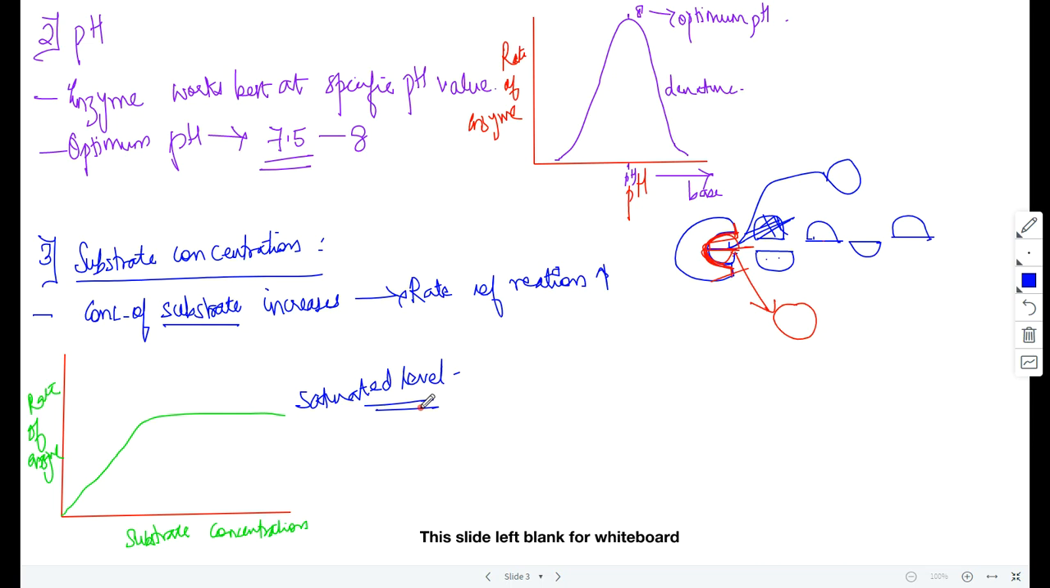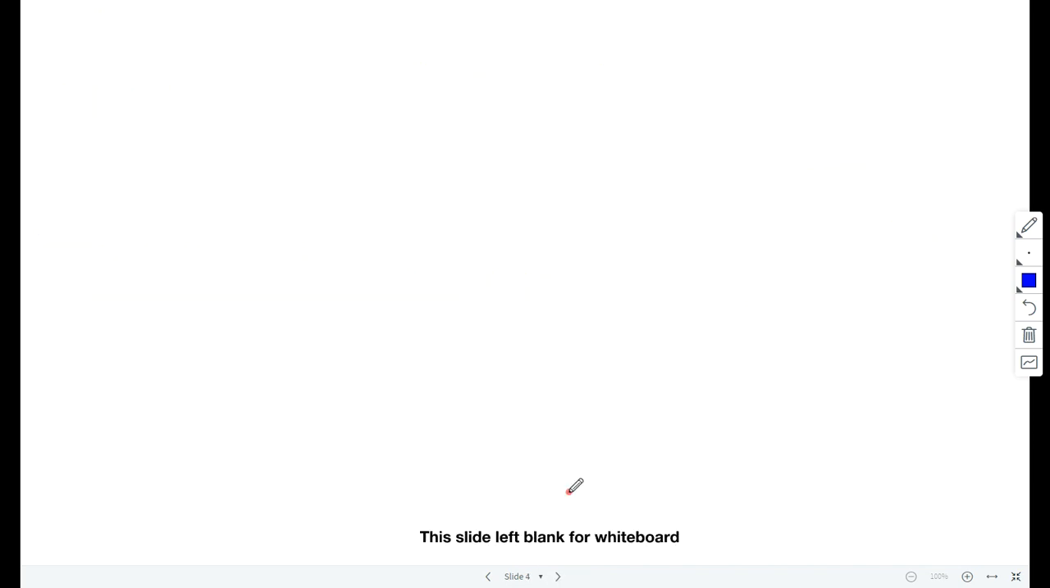Clear so far what we have done? Okay. Now, we saw the factors which affect enzymes and how enzymes work. Now we'll see how enzymes and food are related to each other.